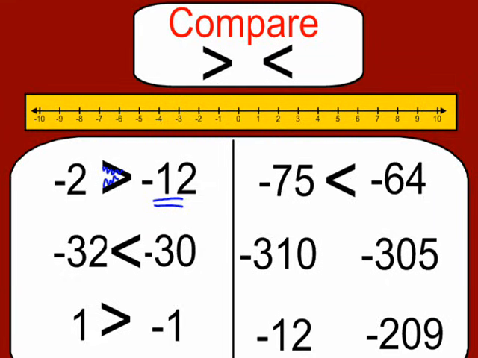That's larger. Now this next example, I'd rather not have either of these. Negative 310 or negative 305. Well, I guess I'd rather have negative $305. And another way to think of it, the closer to zero you get, the larger the number. And this is closer to 0 than this is. Now the next one's pretty easy. Would you rather have negative $12 or negative $209? Well, I'd rather have the negative 12.